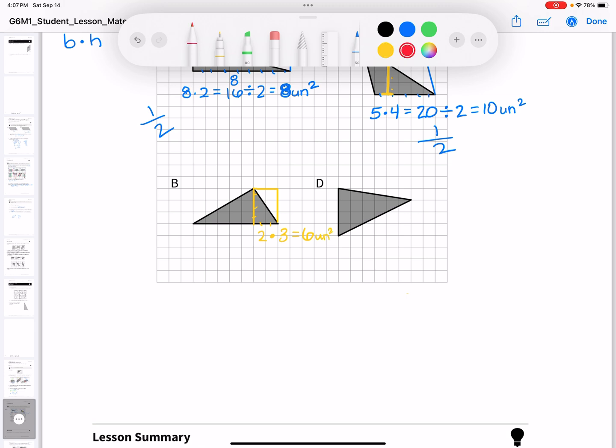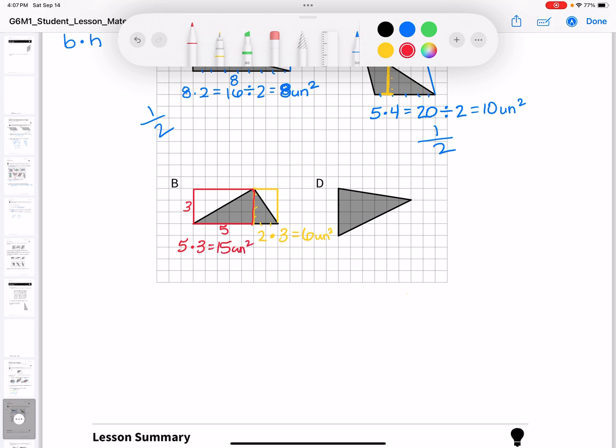But then we have the other side of the triangle. So we're going to go with a height of 1, 2, 3 and a base of 1, 2, 3, 4, 5, right? So I can go 1, 2, 3, 4, 5 and go down 1, 2, 3 to make a rectangle. So we're going to look at the red rectangle and get that area. So it's 5 and 3. So 5 times 3 is 15 units squared.